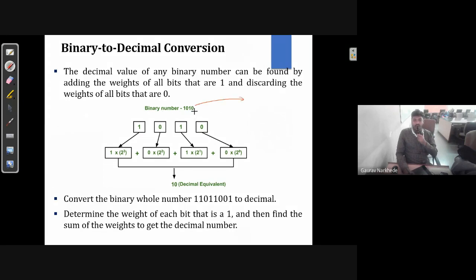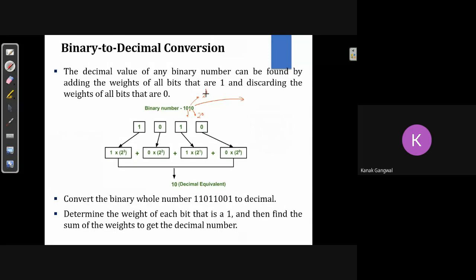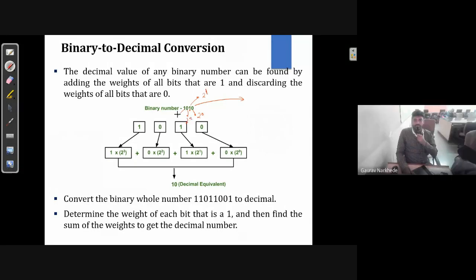Okay, so how will the weights be? What will be the weight of this one, 2 raised to 0? What will be the weight of the second one, 2 raised to 1, the third one 2 raised to 2, 2 raised to 3. So from the least significant bit, this is 2 raised to 0, 2 raised to 1, 2 raised to 2, 2 raised to 3, and multiply whatever digit is there with it.